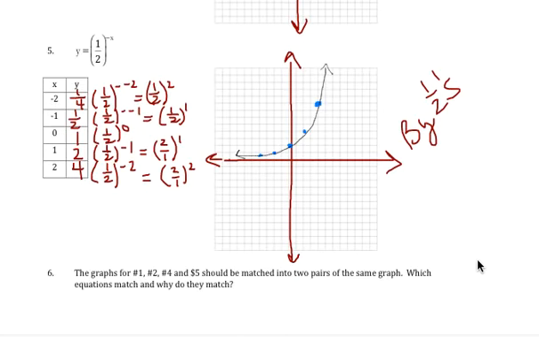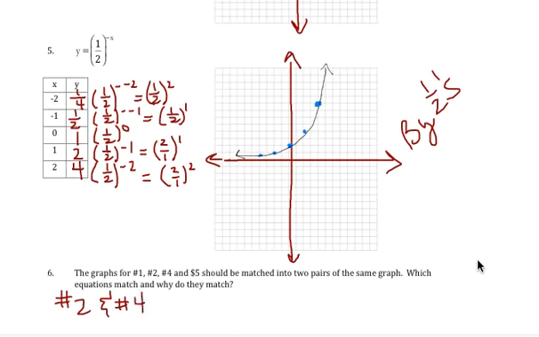Okay. So number 6 says the graphs for number 1, 2, 4, and 5 should be matched into 2 pairs of the same graph. Which equations match and why do they match? Okay, so who can tell me which equations match up? You can look at the graph, you can look at the table. Hannah? Number 4 and 2. Okay, so number 2 and number 4 match up.